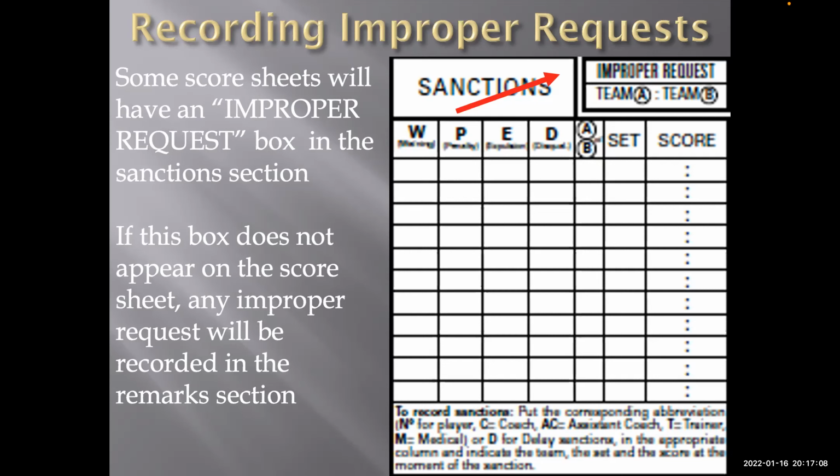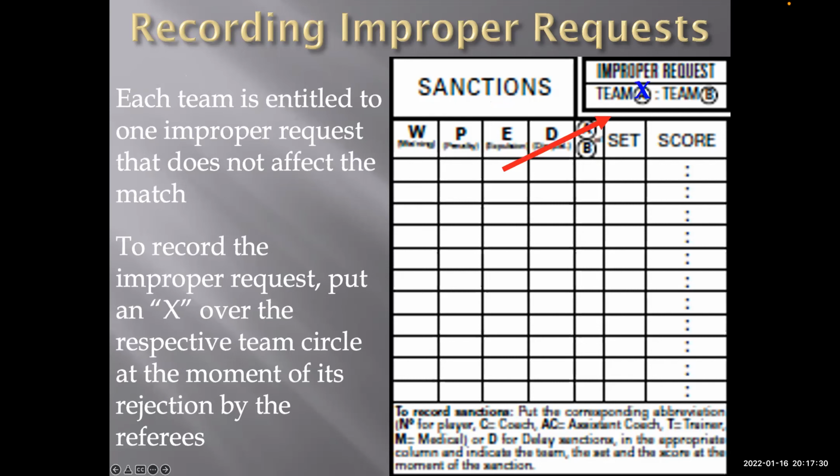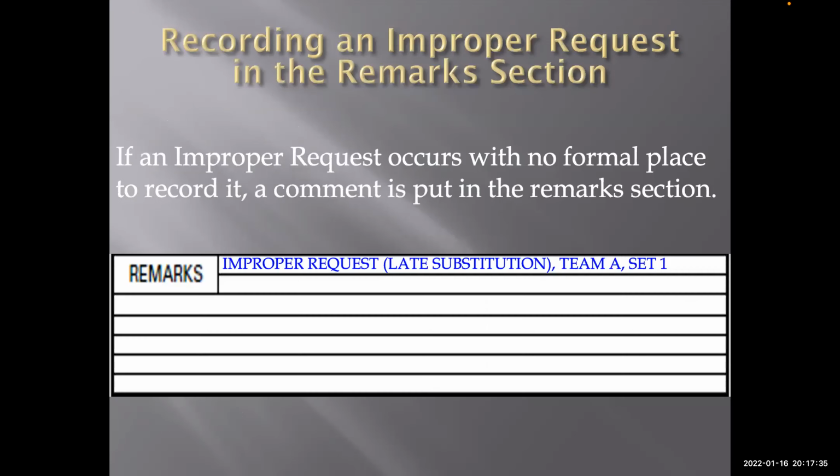Basically, it's a request for a timeout or a substitution that they're not allowed to have, as long as it doesn't delay the game. So they get one freebie, and then after that, it's a delay. Some score sheets have a box for it. You can see up here at the top of the sanctions that it exists. On this score sheet, you put the X through A or B, depending who gets it. If they don't have that, then it needs to be written in the remarks box.